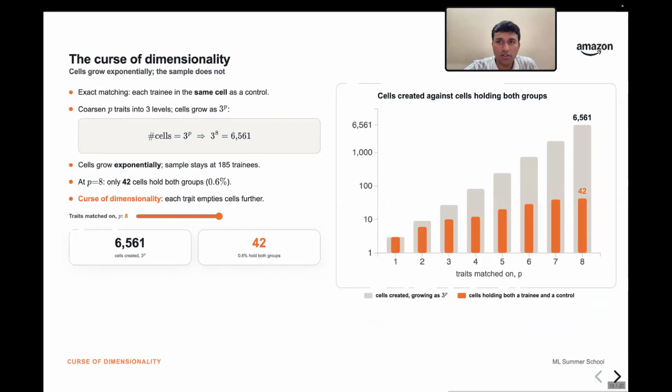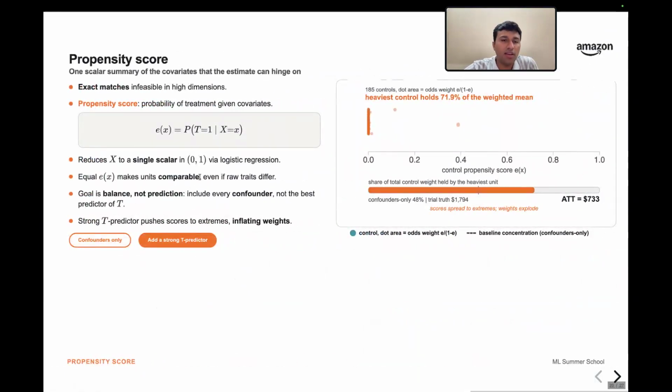So this is called the curse of dimensionality, where basically these techniques run into problems very quickly if you introduce more confounders that you want to condition on. And that's why there are other techniques to handle such problems, right?